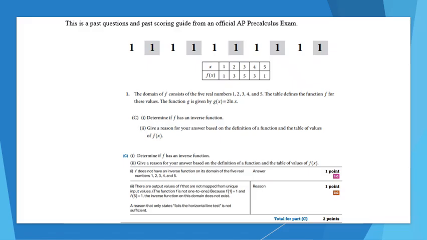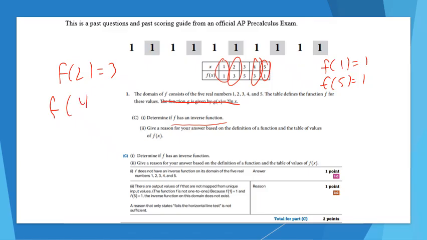All right, so now this is a past question and a scoring guide from the AP Pre-Calc exam. The domain of f is given with all real numbers. Don't worry about g here. This question just asks, determine if f has an inverse function. Here you can see 2 points that break the rule, right? So f of 1 equals 1 and f of 5 equals 1. But then we also see this here, right? f of 2 equals 3 and f of 4 equals 3. So it's like double bad.